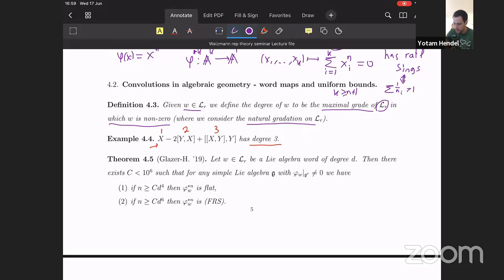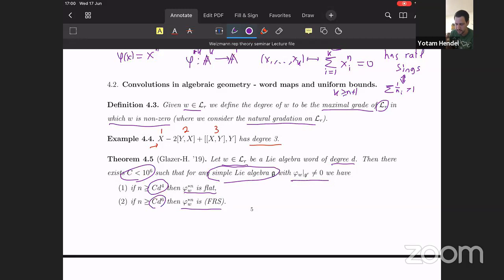Now in these settings, we can show that if we have any Lie algebra word of degree d, then there is some number smaller than 1,000,000 such that for every simple Lie algebra G such that the word map my Lie algebra word induces is non-trivial, after something like d to the 4 convolution powers we have a flat morphism, and after about d to the 6 convolution powers, we have an FRS morphism.